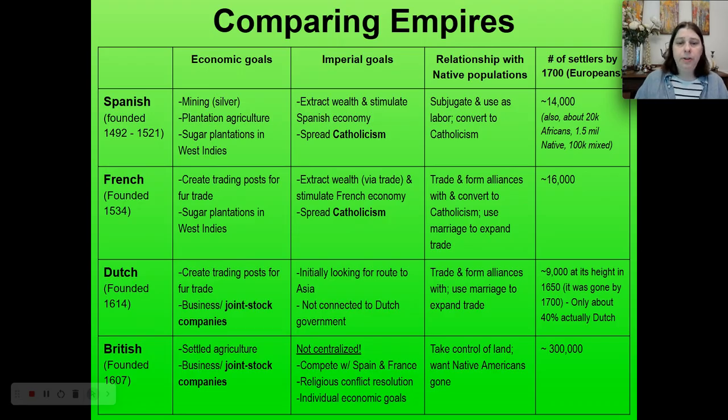The last big point of difference amongst these colonial empires is relationship with Native Americans. This comes up pretty frequently. I see a lot of multiple choice questions in particular that depend on you understanding the broad strokes of difference among the empires. Basically, the Spanish are most interested in natives as labor. So they want to pacify them, bring them within the colonial system and the church so that they can use them as labor.